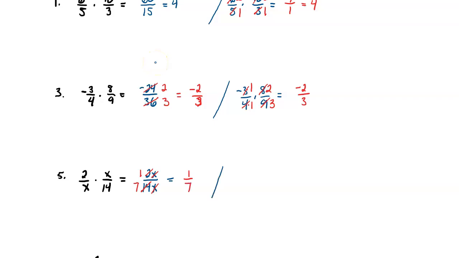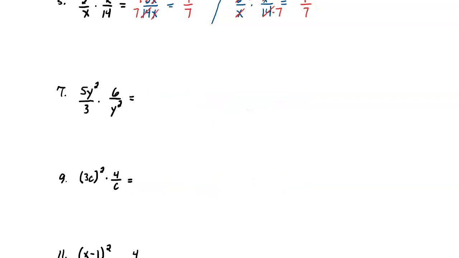Alternatively, you could reduce first and then multiply. Let me write the problem down again. This time let's reduce first. The x in the top cancels the x in the bottom. 2 and 14 are both divisible by 2. 2 divided by 2 makes 1. 14 divided by 2 makes 7. There's a 1 in the top and a 7 in the bottom. Now, in your opinion, is one way easier than the other, or are they about the same?